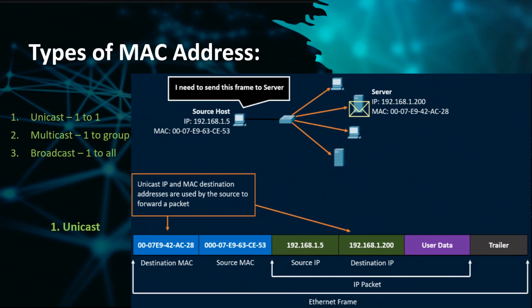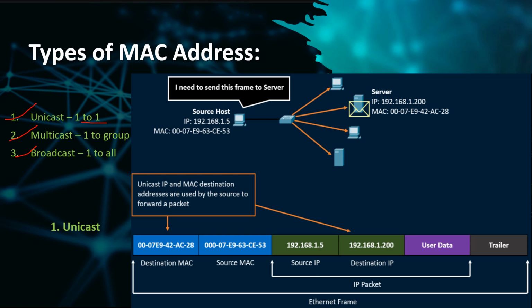There are 3 types of MAC address: unicast, multicast and broadcast. Unicast means, suppose I want to send data to a particular device. I know the device's MAC address. I want to send the data to that particular device, that is unicast, 1 to 1. Multicast, 1 to many or 1 to group. And broadcast means 1 to all.